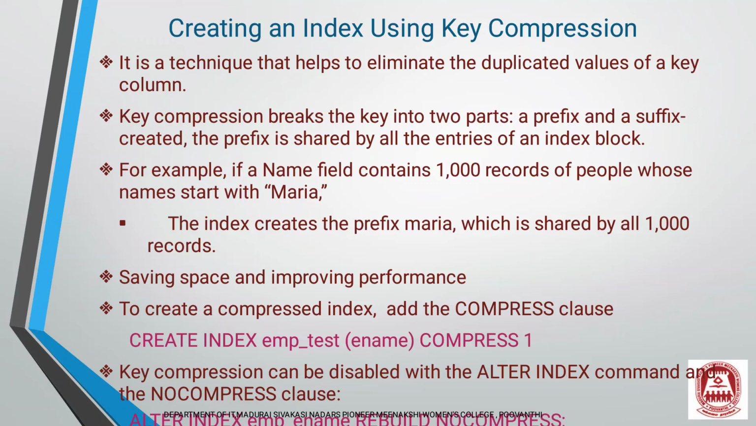To create a compressed index, add the compress clause: create index, index name, the column name, and compress 1, and it will be activated. Whenever we want to remove the compress method, we can apply the no compress clause. Key compression can be disabled with the help of the alter index command and then no compress clause: alter index name and the column name, rebuild no compress. This is the way I am going to remove the key compression.